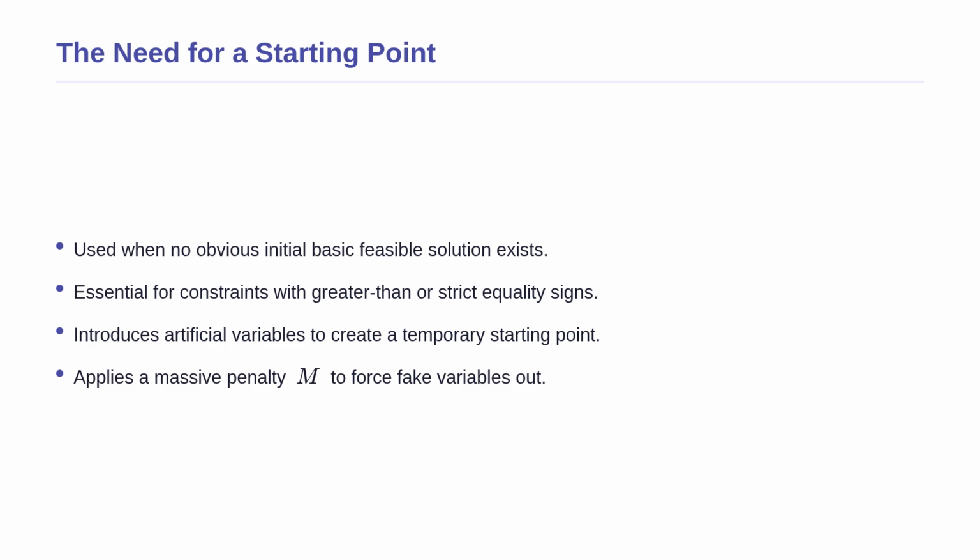To fix this, we introduce what we call artificial variables. These create a temporary starting point. But to ensure these fake variables do not ruin our final real solution, we assign them an overwhelmingly large penalty coefficient, denoted by the letter M.